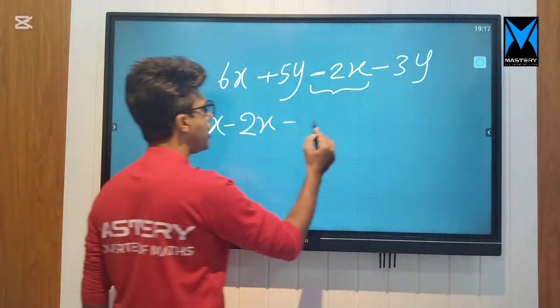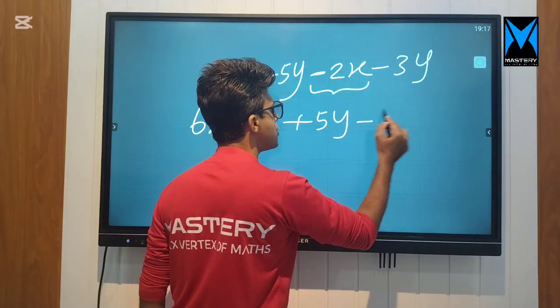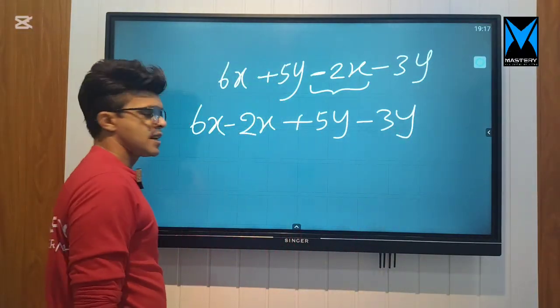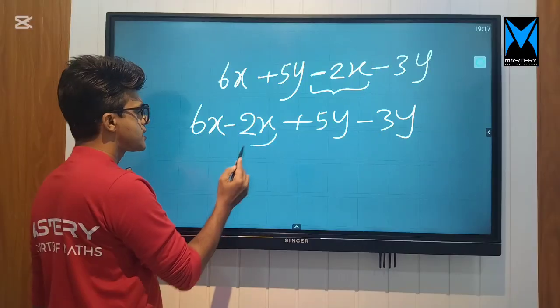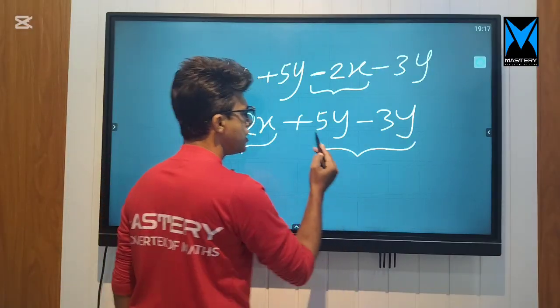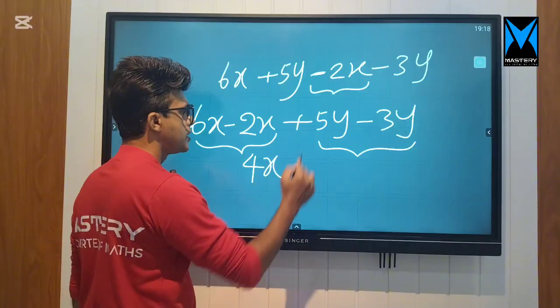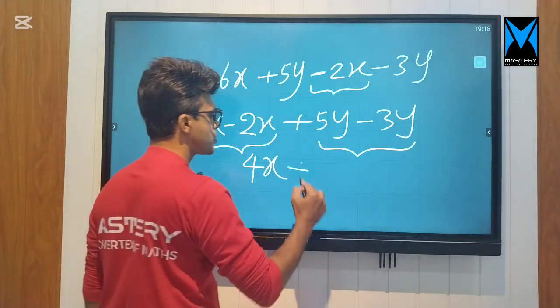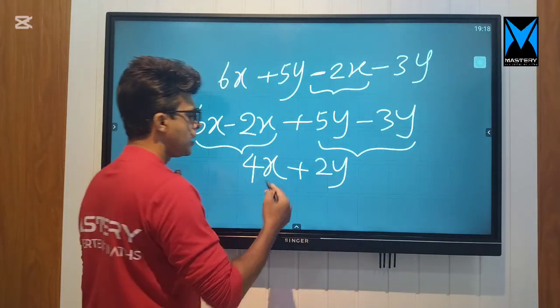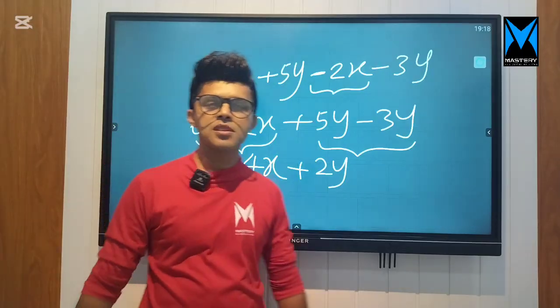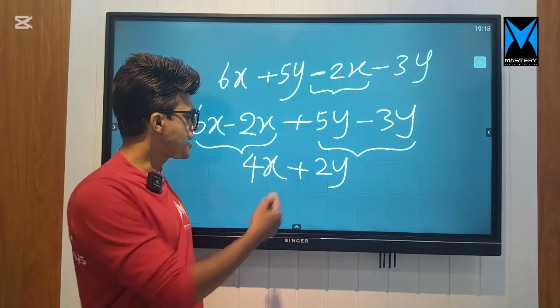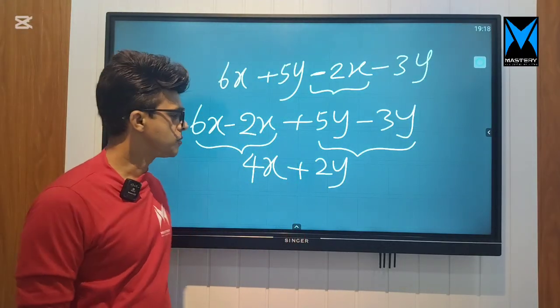After that, 5y minus 3y can be written here. So after that, 6x minus 2x, 5y minus 3y. 6x minus 2x is 4x. 5y minus 3y is 2y. Are we able to add these two terms again? No, we can't add. The reason is these are unlike terms.